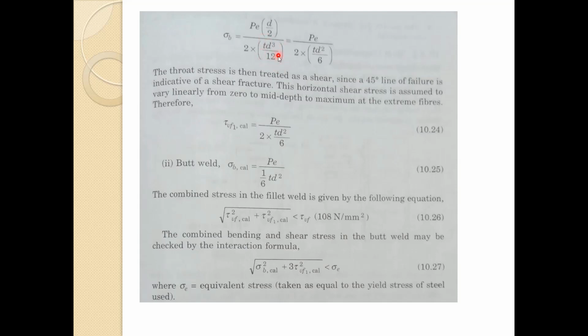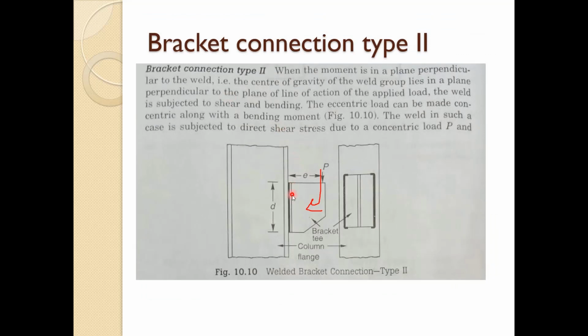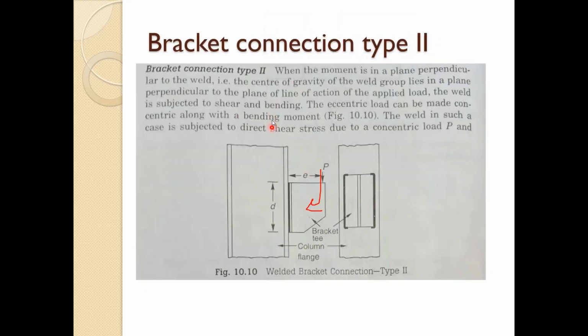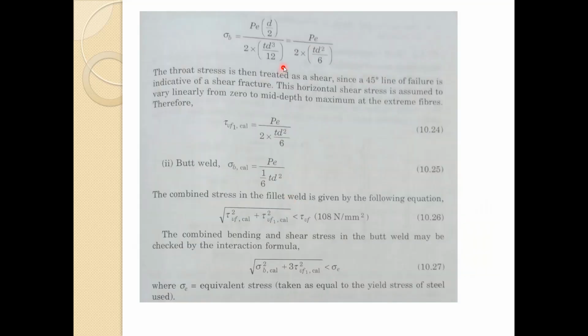This is the moment of inertia of the particular fillet weld, and 2 because we are providing the weld on both sides, like on this side and on the opposite side, so that's why it is 2, and this d by 2 is the y bar, this d by 2 somewhere over here. So Pe divided by 2 into td square divided by 6.